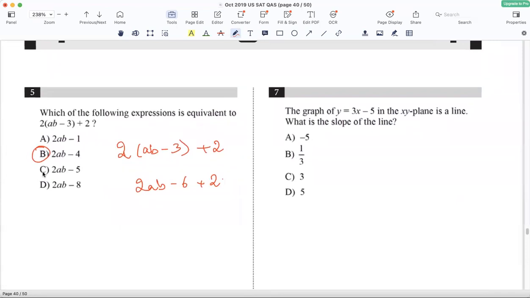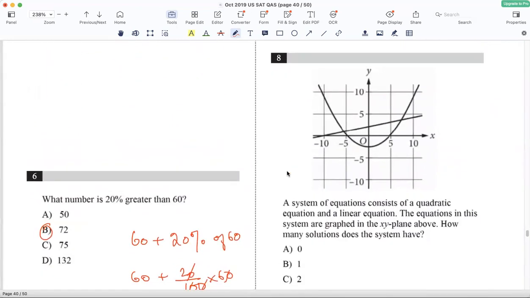The graph of y equals 3x minus 5 in the xy plane is a line. What is the slope of the line? So this is in the form y equals mx plus c, where m is the slope and c is the y-intercept. So here m is 3, so the slope is 3.